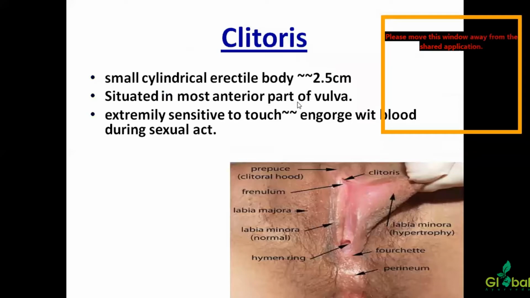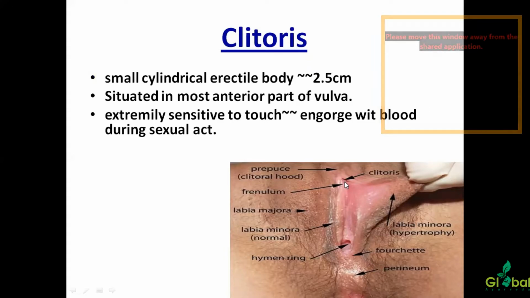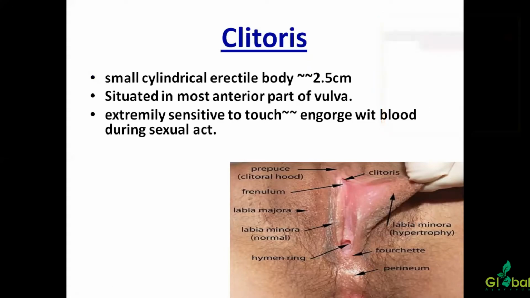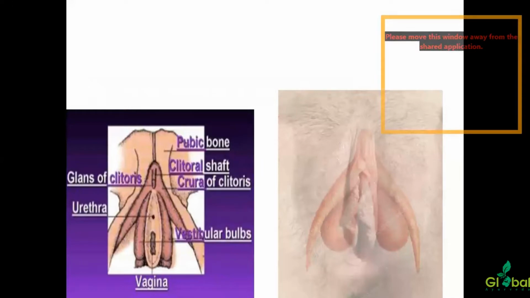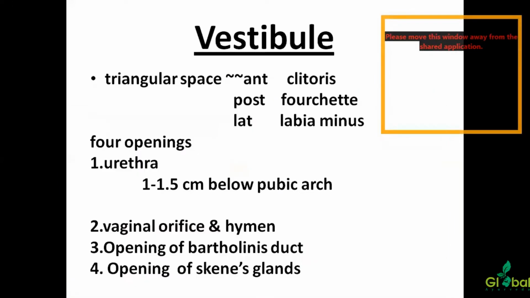The next is clitoris. The clitoris is a small cylindrical body which is erectile, about 2.5 centimeter. It is situated in the most anterior part of the vulva. It is extremely sensitive to touch, and it will engorge with blood during the sexual act. This is the picture showing the clitoris.